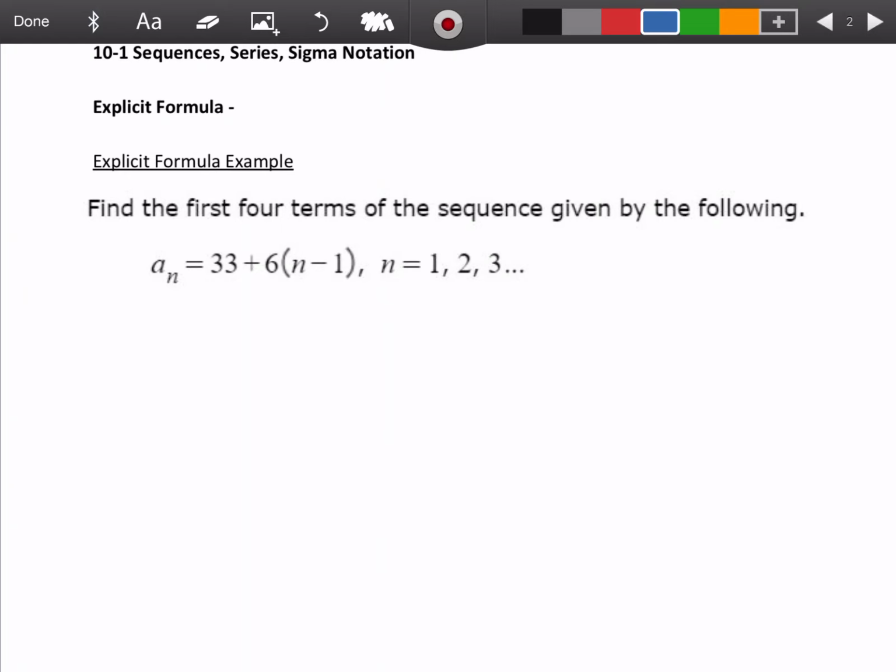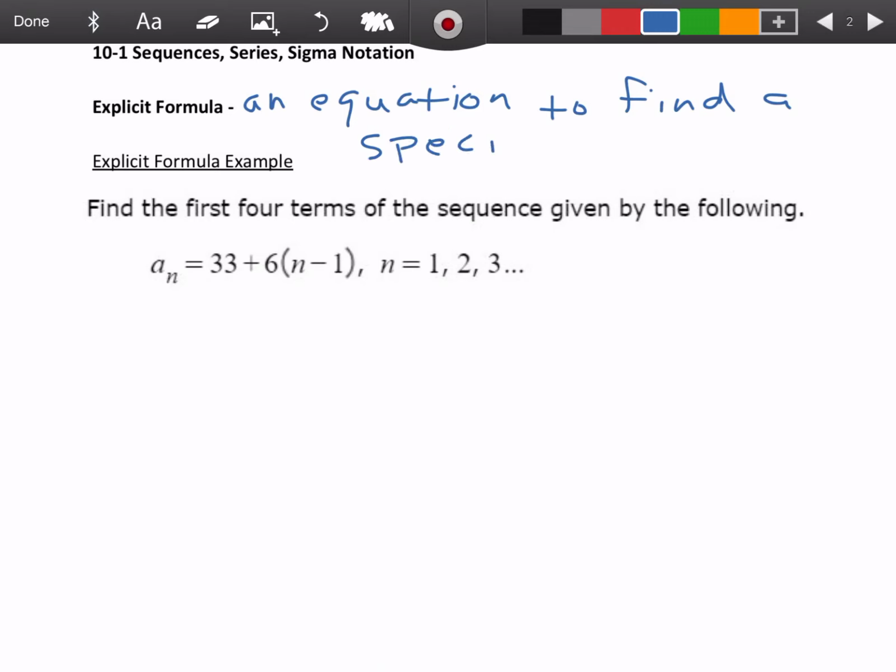Here we have to create the sequence. They give us an equation, and this equation is called an explicit formula. An explicit formula is just an equation to find a specific term. So in this case, they give us this equation, and I know there's some terminology here that you're probably not quite used to, but the fastest way to do this is just to create a table.